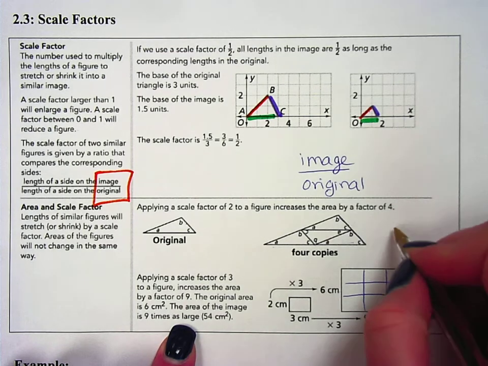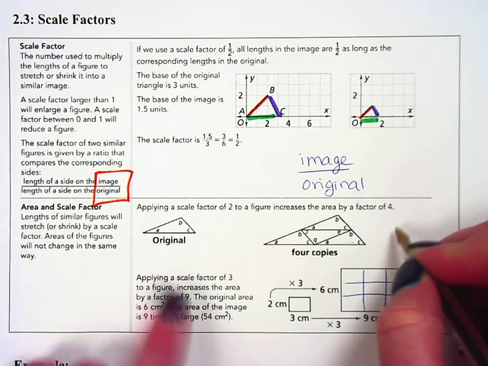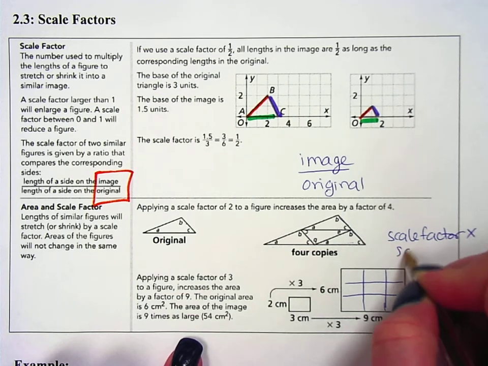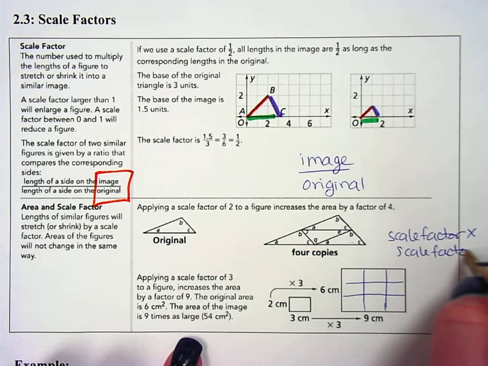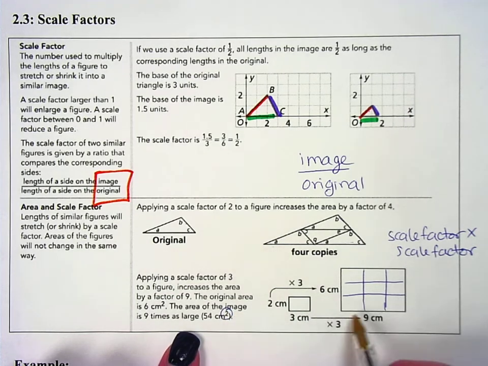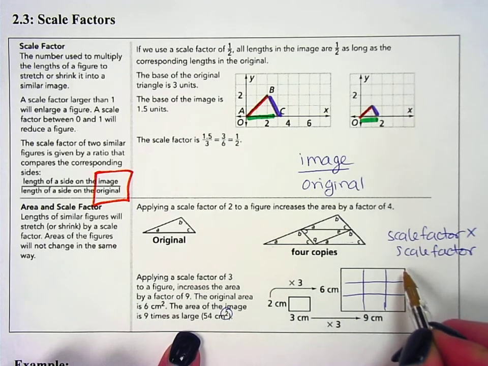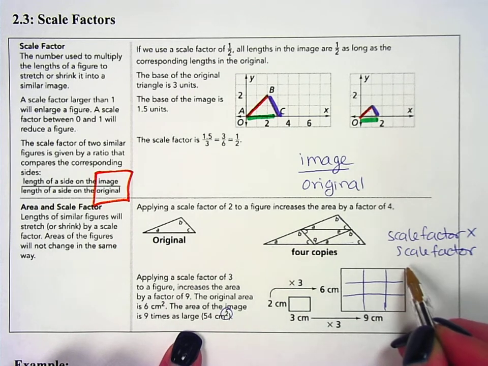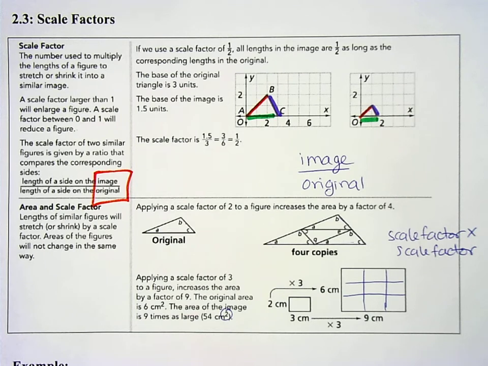So the other note I would make to myself is if you're finding the area, it's the scale factor times my scale factor. You'll see it as a square right here. So that tells me I did a number times a number. Whatever I do to one side length for scale factor, I did to the other side length. And so the area was the scale factor times the scale factor.